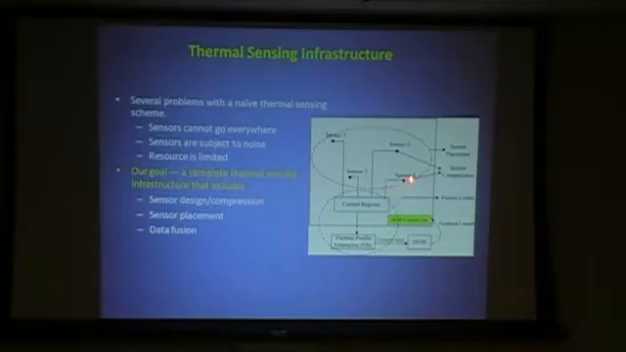Fundamentally, the quality of sensing that you can get is determined by how well you design the sensing infrastructure. So where should the sensors go? What should the accuracy of each of these sensors be, how many bits should be allocated, and how should you combine the readings together, how should you fuse them and generate your estimates?